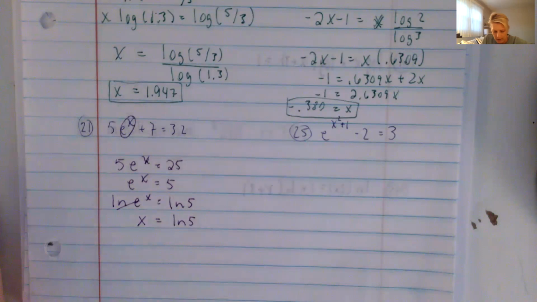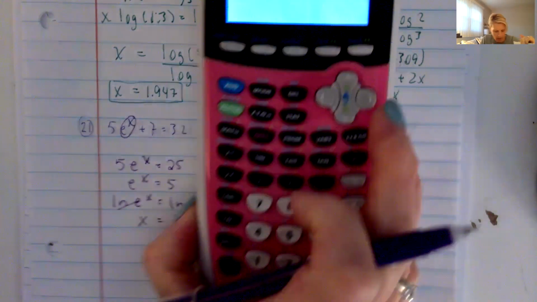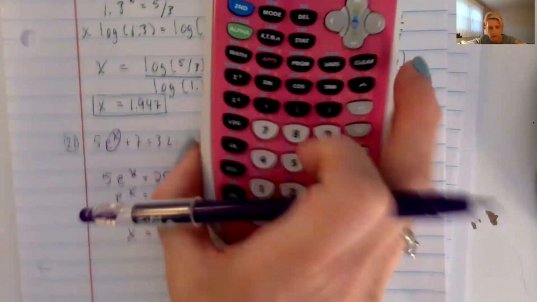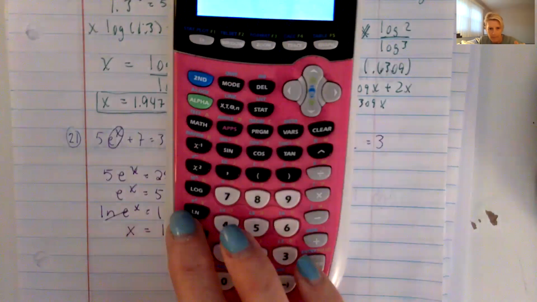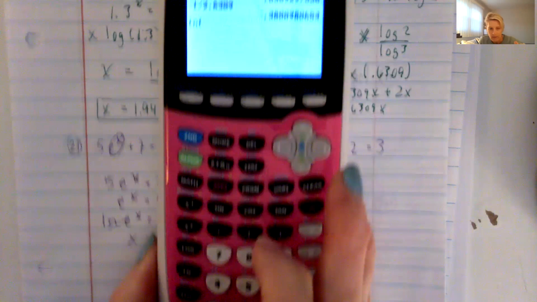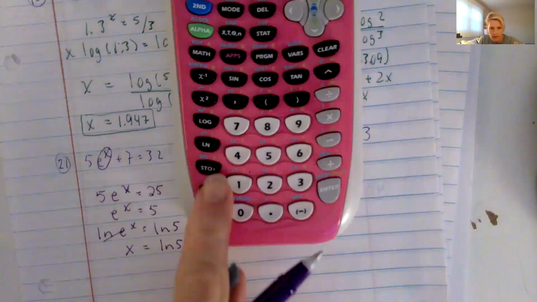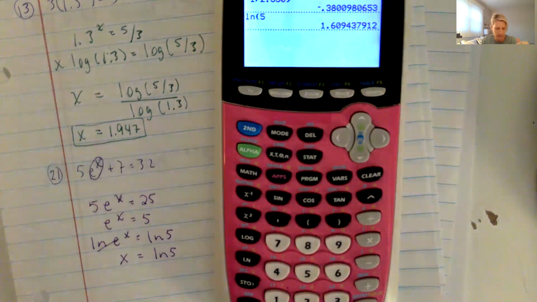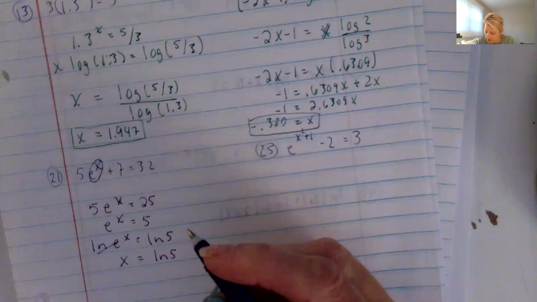And if you put in the natural log of 5, you should have a natural log button on your calculator. Natural log is kitty corner from the 4. And then just put in 5. You should get 1.609. It's an approximation.